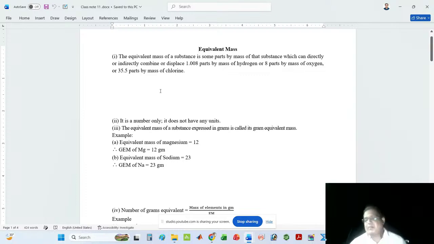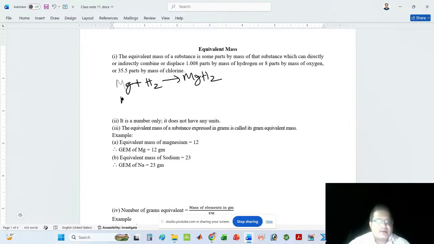Before going to the equivalent mass, I want to take a few examples regarding the definition of equivalent mass. Suppose I take magnesium and want to react it with hydrogen. Then it gives magnesium hydride. Similarly, magnesium plus oxygen gives magnesium oxide. Also, magnesium plus chlorine gives magnesium chloride.